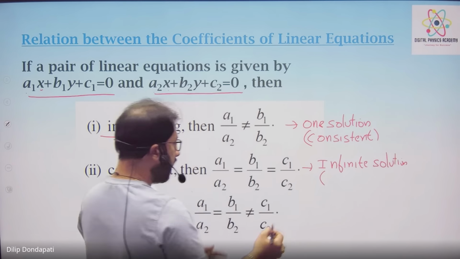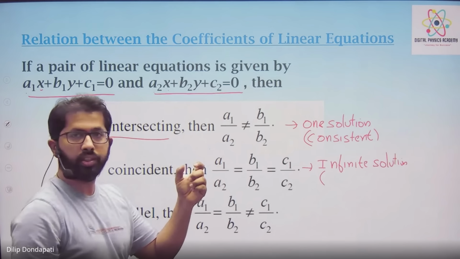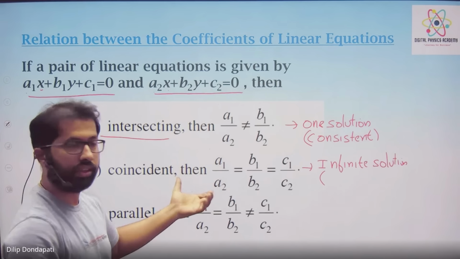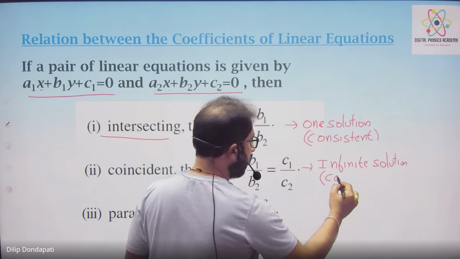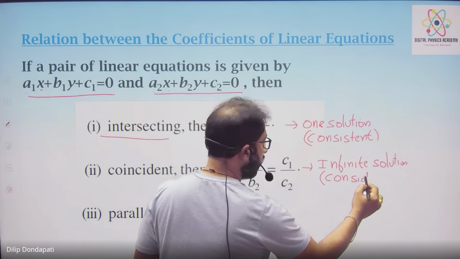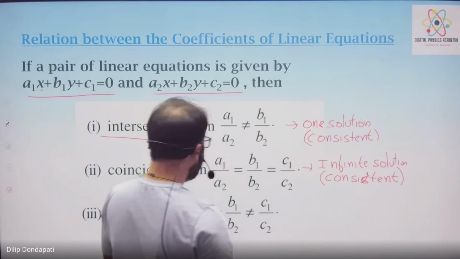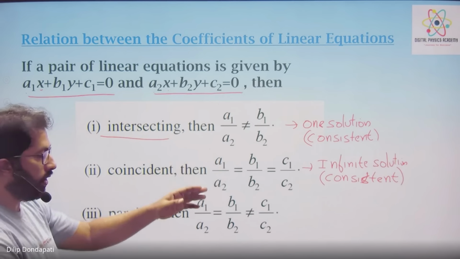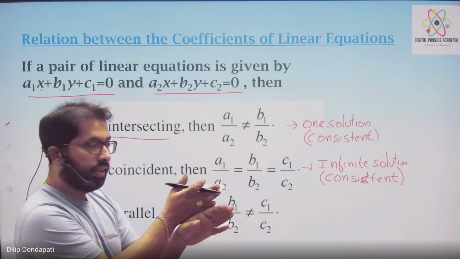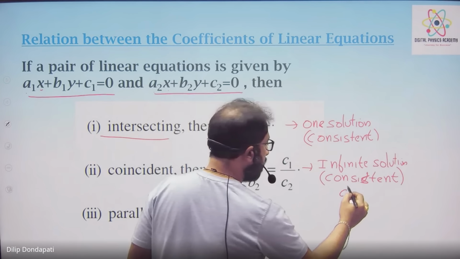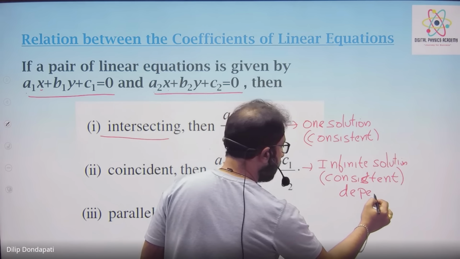And since it has infinite solutions, at least one solution is consistent. Since it has infinite solutions, it is also consistent. And since one is depending on the other, one is on top of the other, overlapping, that's why we can also call it dependent. We call this dependent.